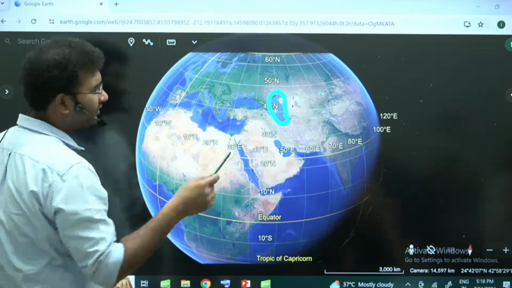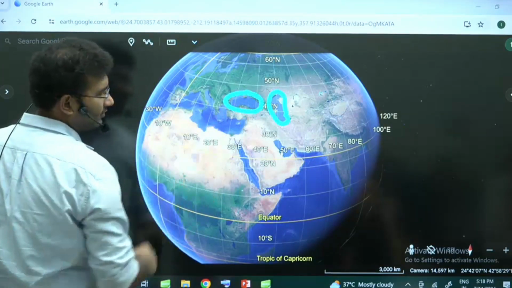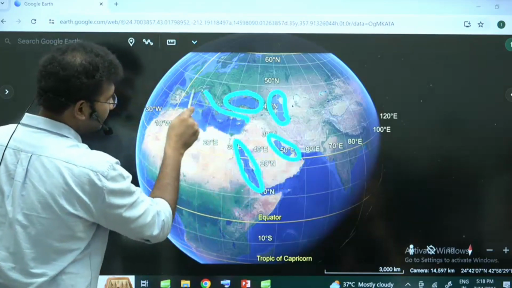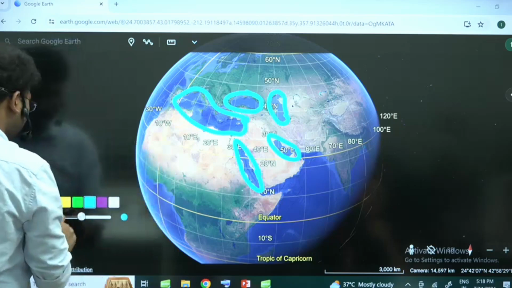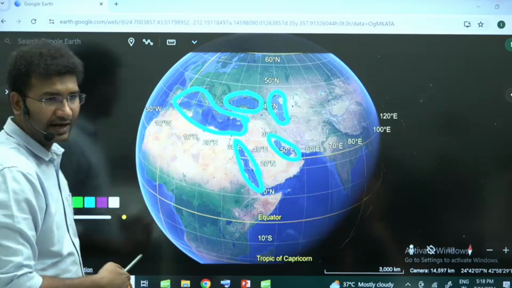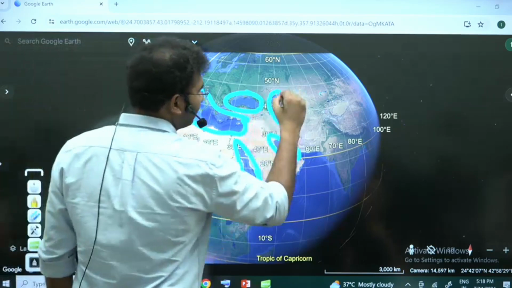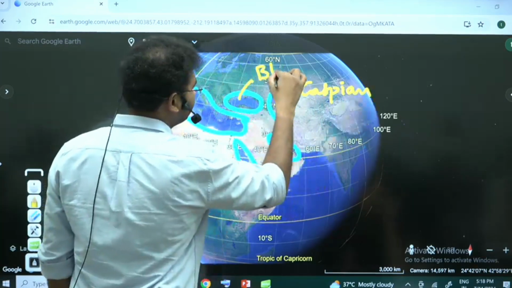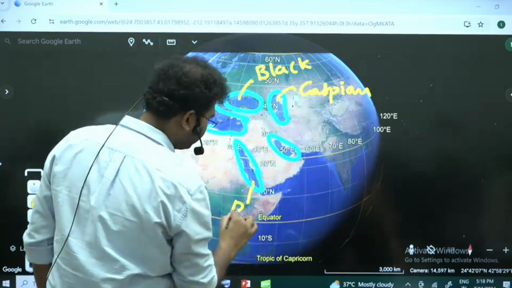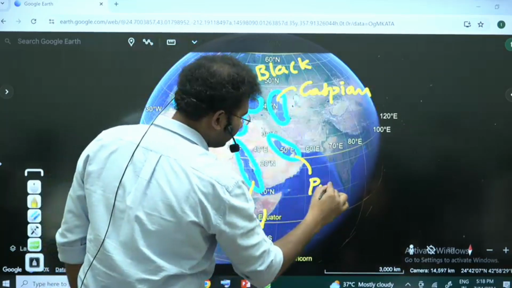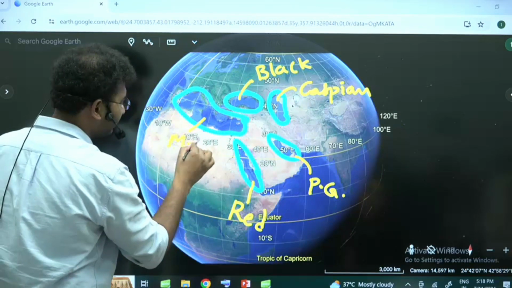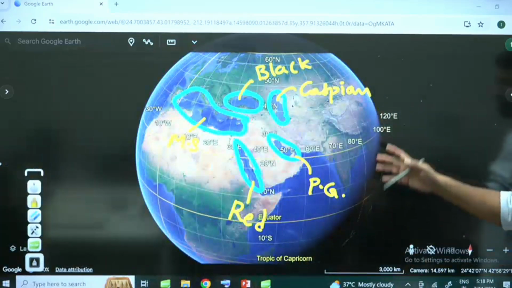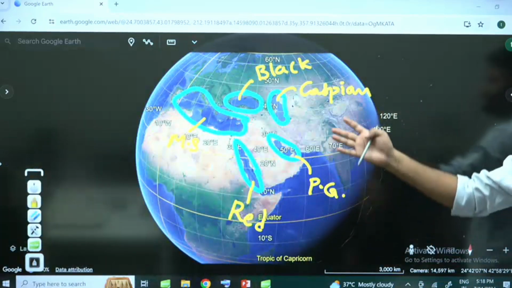If you have your atlas, you can keep your atlas open also. This is your Black Sea. This is your Red Sea. This is your Persian Gulf. This is your Mediterranean Sea. Now, because of the unequal distribution of land and water, the Caspian, Black, Red, Persian Gulf and Mediterranean Sea comparatively have warmer water as compared to the water in the open area. Why do they have more warm water?